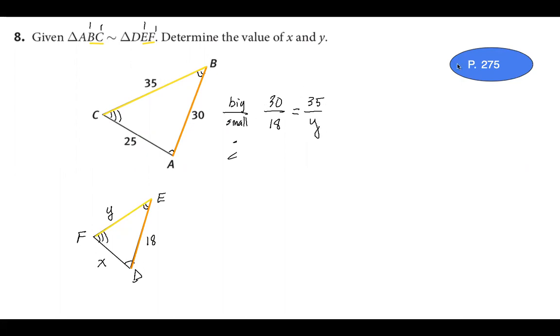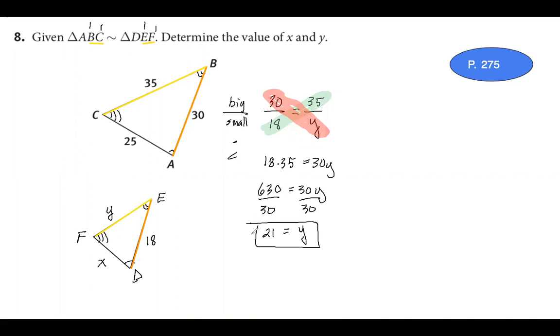There's my proportion. I can solve it by cross multiplying. 18 times 35, and set that equal to 30 times y, or 30y. So 18 times 35 is equal to 30y. 18 times 35 is 630. Yeah, I used a calculator. Of course I did. Divide both sides by 30. And we get y is equal to 21. Nice.